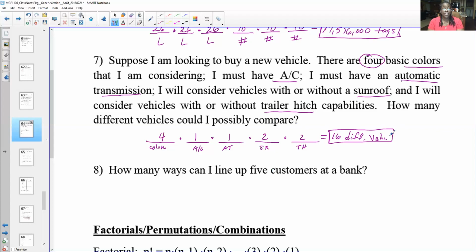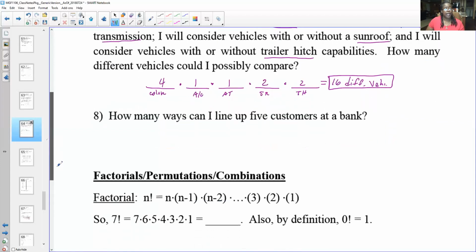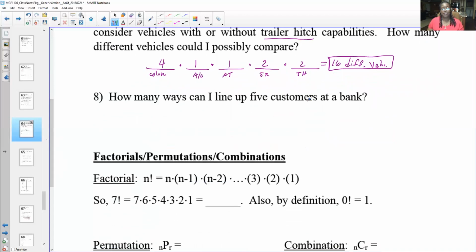All right. Let's look at our last one for today. Number 8. How many ways can I line up 5 customers at a bank? So here you are at the bank, and you want to line up these 5 people in a line. So we need 5 lines. 1, 2, 3, 4, 5. Each line represents a place. So this is first place, second, third, fourth, and fifth.